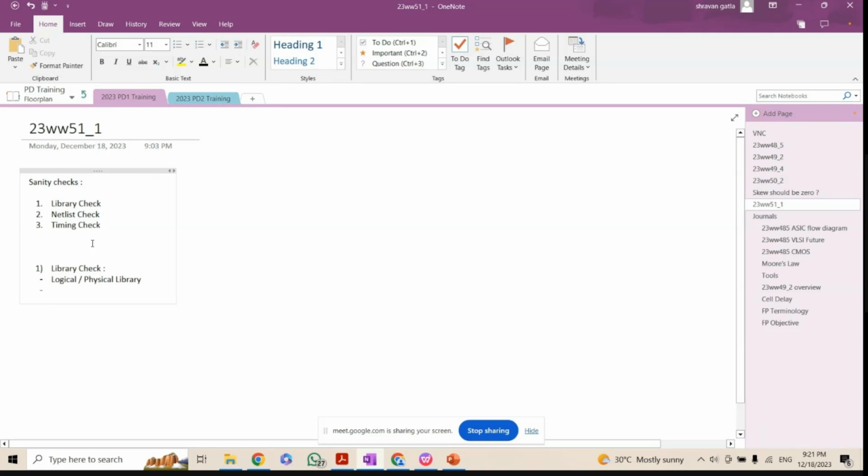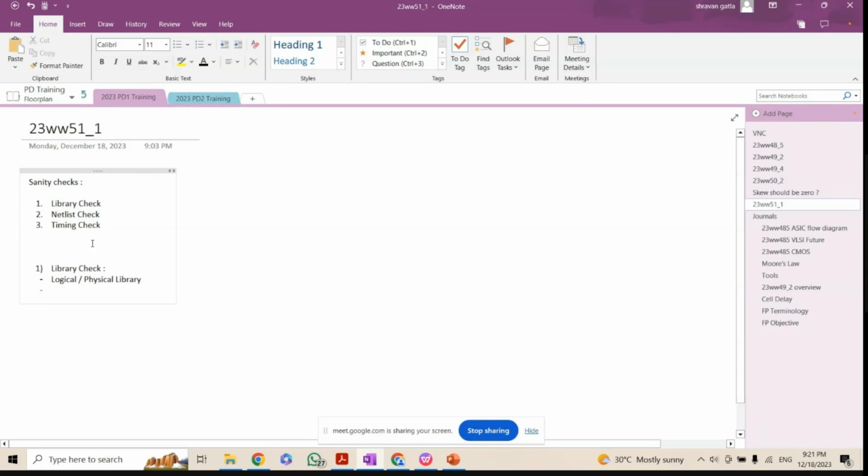Next, same: all flip flops should be clocking. Same concept. All these flip flops should be clocking. So basically these kinds of checks are done in the SDC.